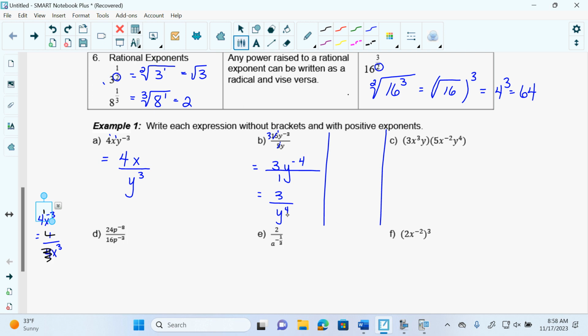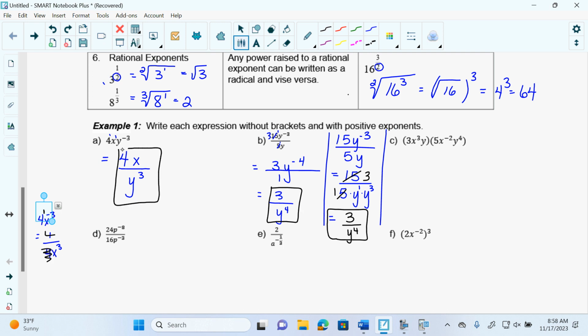Or we can make our exponents positive first, then do the math, which I personally prefer. So if I have 15y to the negative 3 over 5y, I would personally drop the y down, so I would get 15 over 5 times y to the 3. And the 15 and the 5 cancel, this becomes a 3, this becomes a 1, and I get 3 over y to the 4. I personally appreciate turning the negative exponents positive first, then doing the math. Make sure you box your answers because you're loud and proud that these are the correct answers.